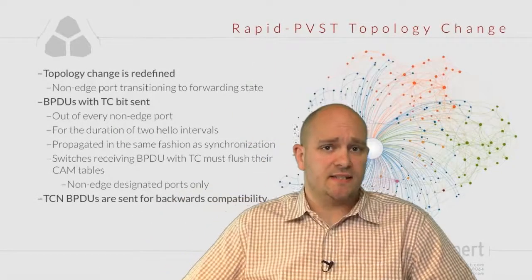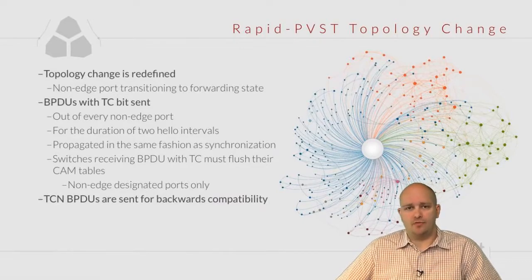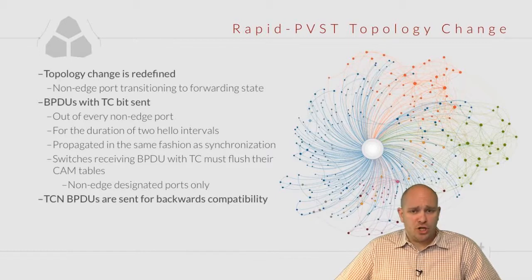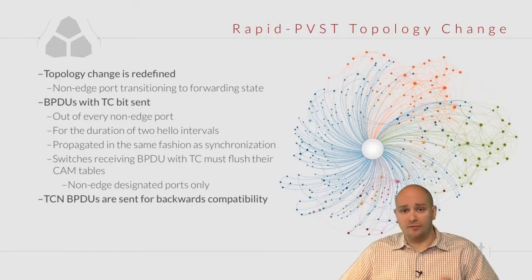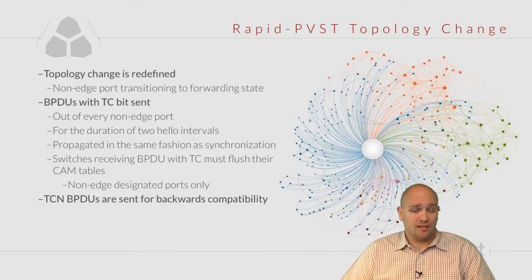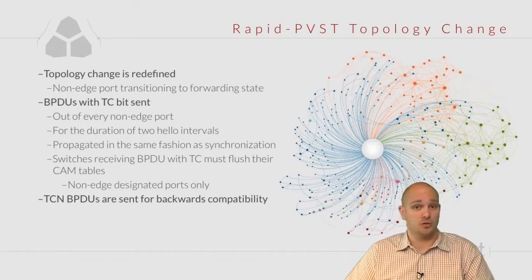Last but not least, let's examine what happens when there is a topology change in a rapid PVST network. First of all, the topology change is a little bit redefined from the traditional spanning tree. In rapid spanning tree, the topology change event is basically a non-edge port transitioning to forwarding state. So if the port goes down, we don't really care about it. We only care if the port starts forwarding, and it's a non-edge port.